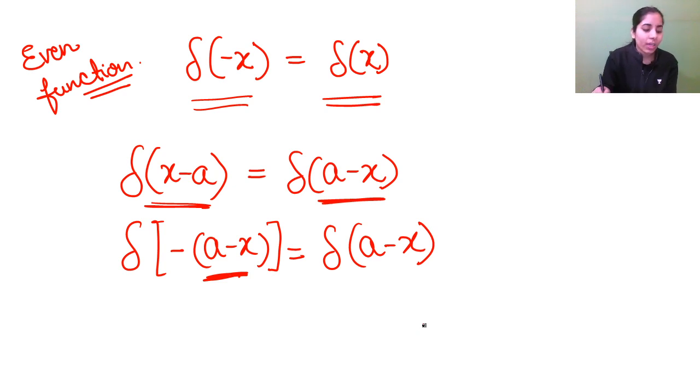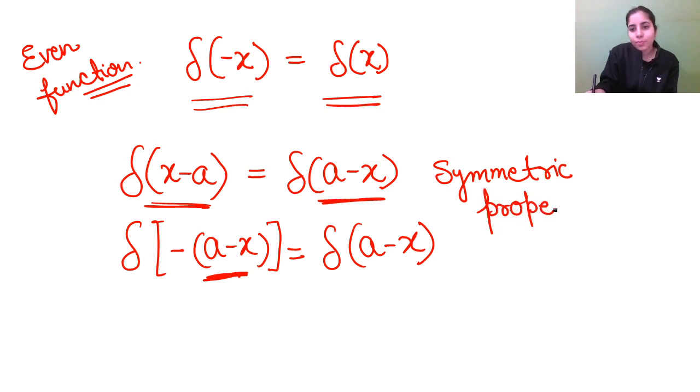Clear? Or you can even call it the symmetric property, which we are getting with the help of the even function property, but it has its own name. That's the symmetric property. Clear? And why am I telling you the name? Because sometimes they may just mention in the question: okay, use the symmetric property and write the final answer. So you should know which one is symmetric. Basically this result we are getting with the even function property. You can see how. Clear?